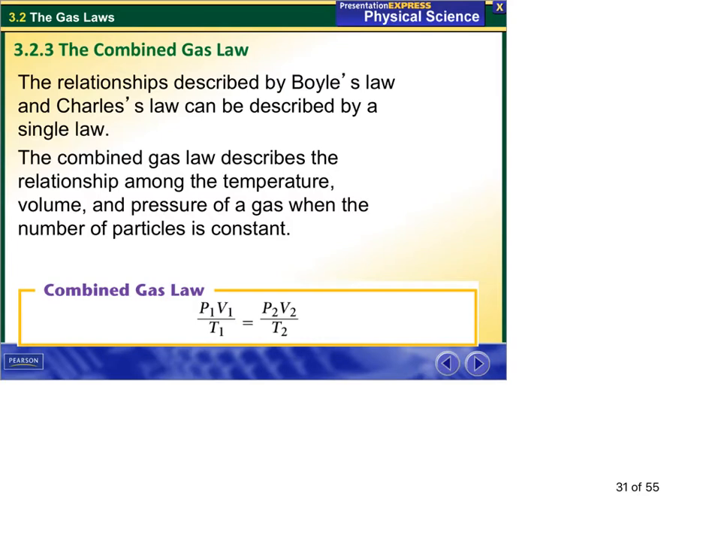Then we get what we call the combined gas law, which combines Boyle's law and Charles' law together. And we get P1 V1 over T1 equals P2 V2 over T2.